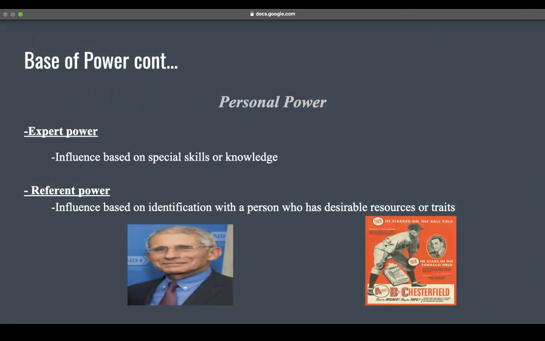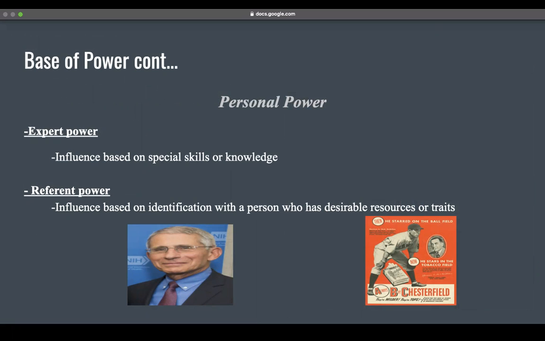Another base of power is personal power. One example of personal power is expert power. This has to do with the influence based on special skills or knowledge. For example, Dr. Fauci, during this COVID-19 pandemic, was the voice of reason.